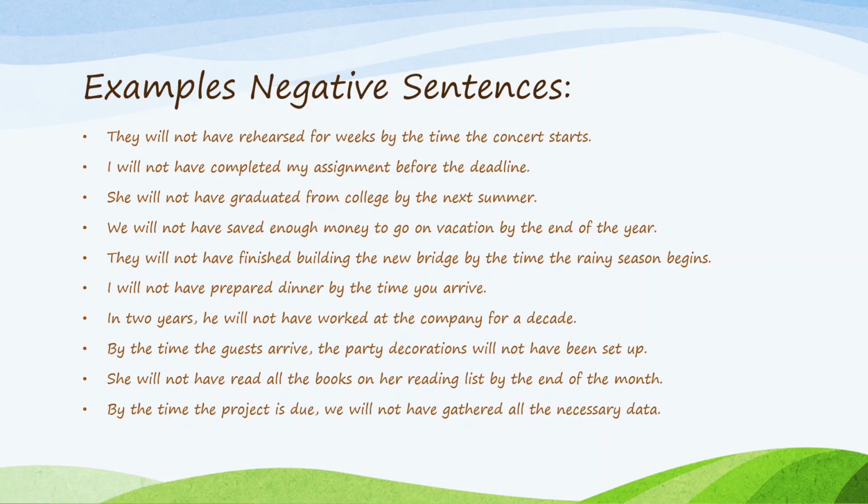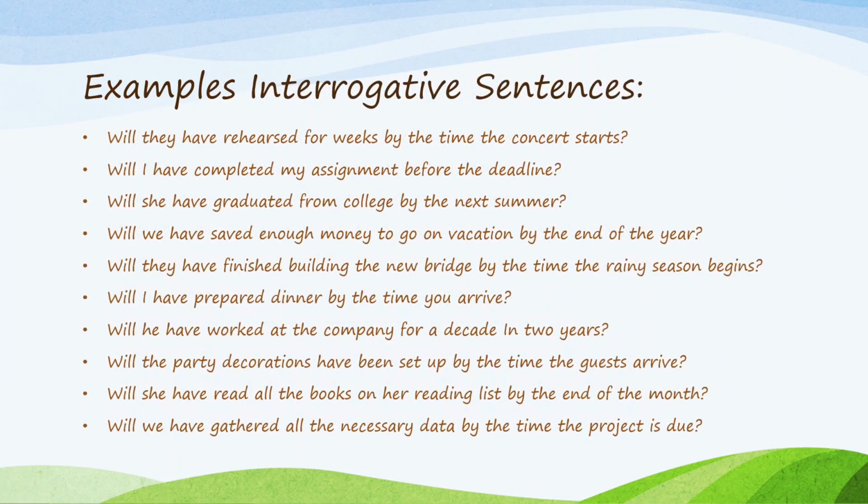In the negative sentences, you can see that not is between will and have, or between shall and have if you're using shall. That is the only difference between the positive and the negative sentence. It's the same sentences, I've just placed not where it belongs. They will not have rehearsed for weeks by the time the concert starts. The same goes for the last sentence and the third last sentence; don't get stuck on it. The sentence is also correct if you use a certain time that you're talking about at the start as well. Moving towards our interrogative sentences.